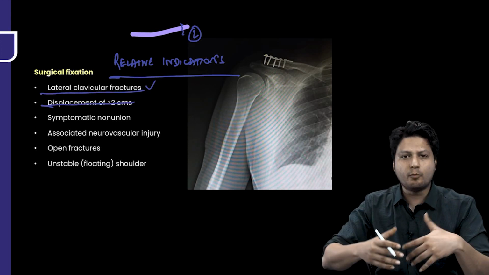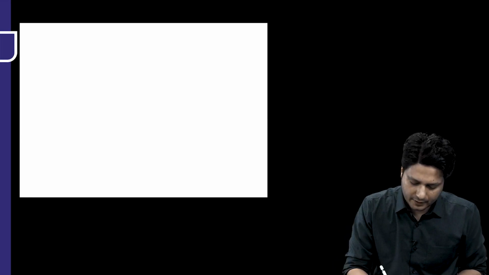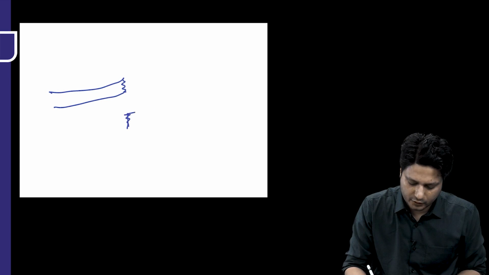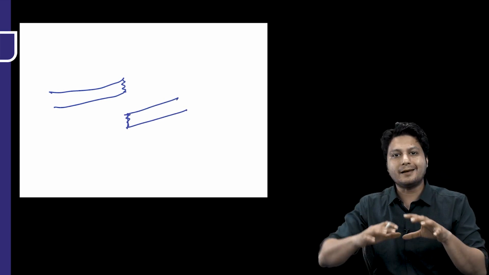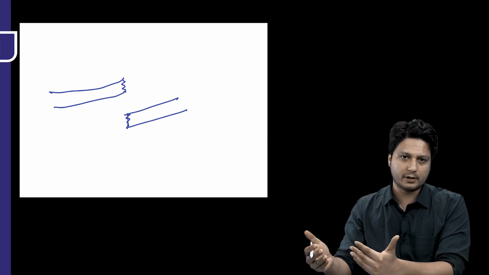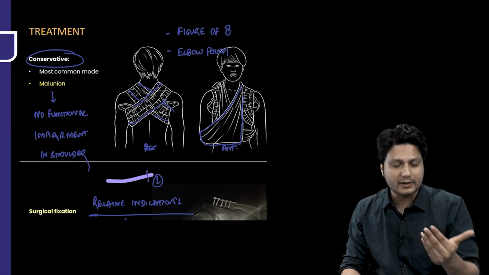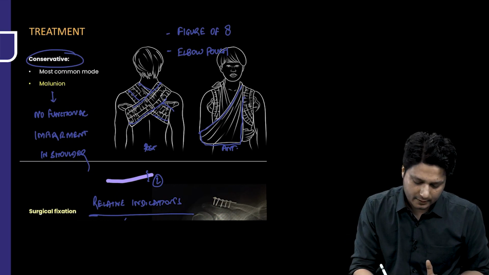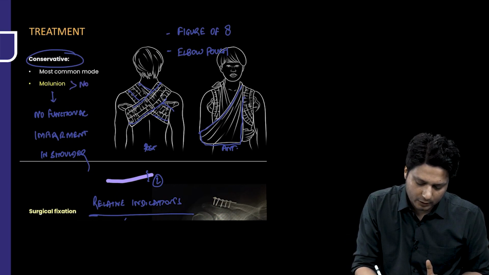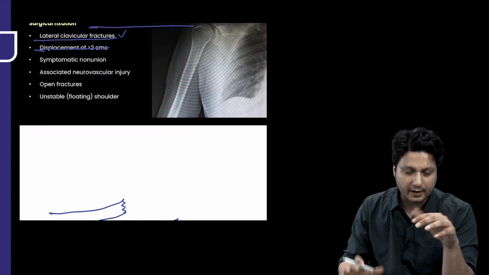Second is the displacement of more than or equal to 2 centimeter. Imagine if this is the bone, and after getting fractured, there is a displacement of more than 2 centimeter, then there is also a possibility of these two fragments going into non-union. Although malunion is a common complication, if there is too much displacement, then obviously non-union will also become a complication because these two fragments will fail to unite. So it becomes a relative indication.